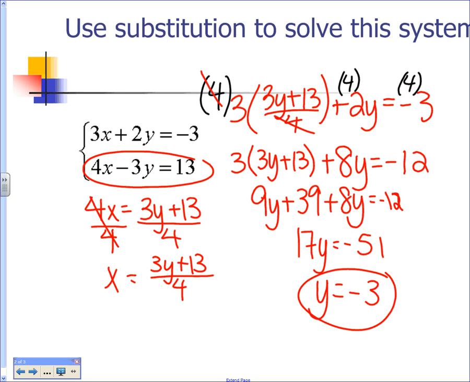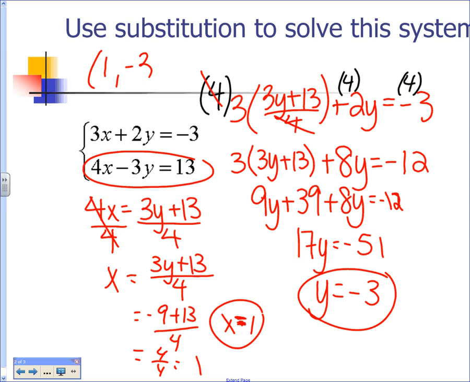And now we plug the y in over here. 3 times negative 3 plus 13. So x equals 1, right? That's an equal sign. So how do I write my answer? That's my actual answer.